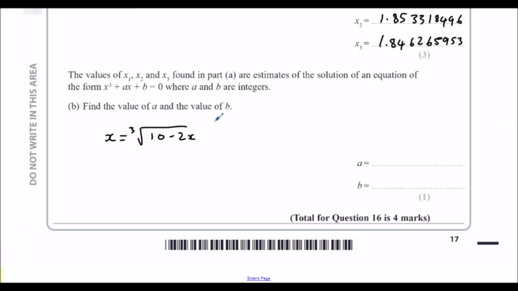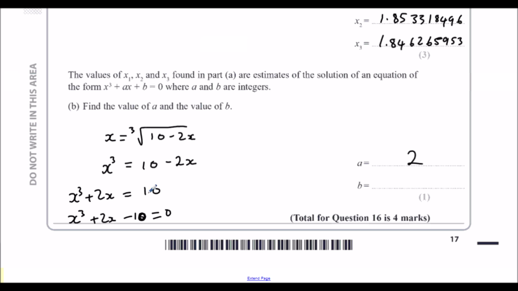So if we cube both sides to get rid of the cube root, we'll get x cubed is 10 minus 2x, and then add 2x to both sides, and then take away 10 from both sides, we get x cubed plus 2x minus 10 equals 0. So what is a and what is b? So it's x cubed plus ax, so that's 2x, plus b, which is negative 10.